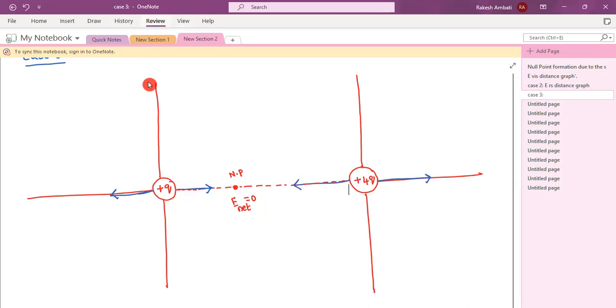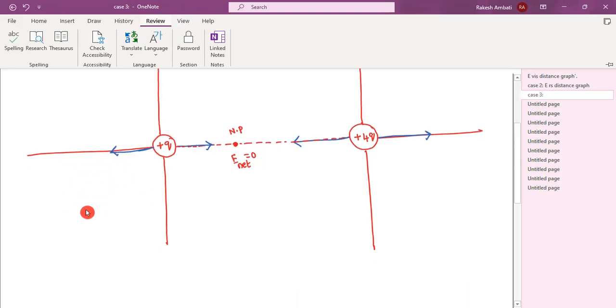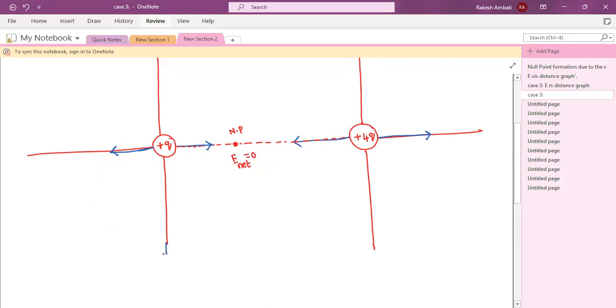First of all, here in this side, electric field is in the negative direction. If electric field is in the negative direction, we have to draw the intensity graph on the negative side. As the distance increases, intensity gradually decreases.